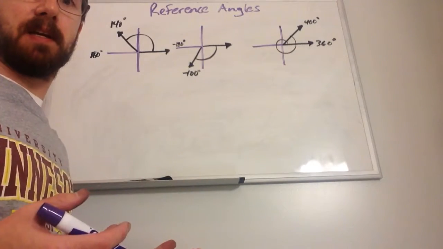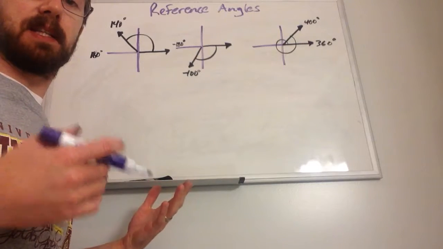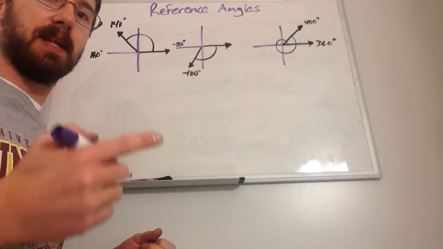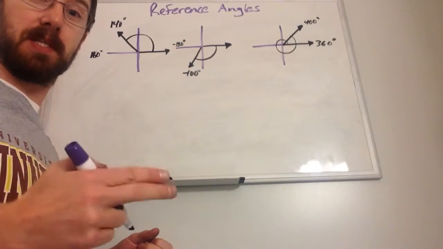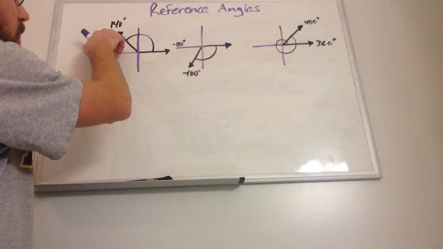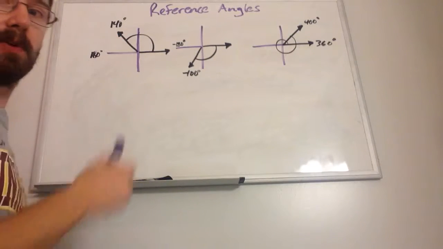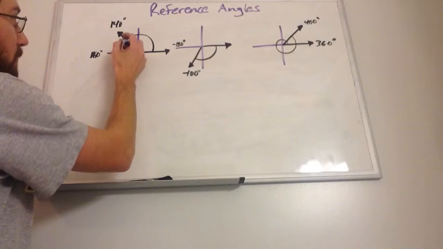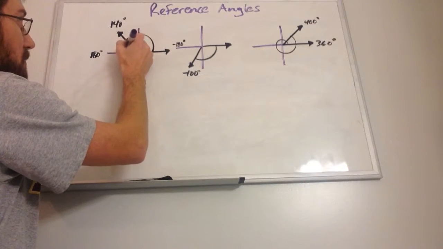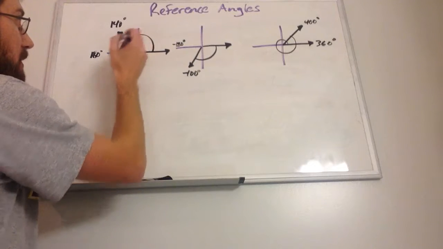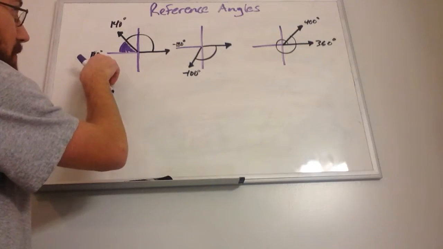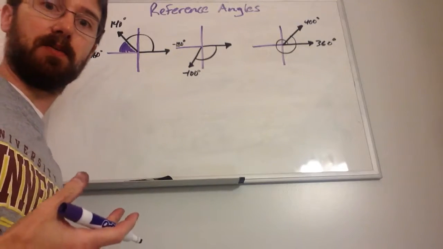A reference angle is the angle that's left between the terminal side of your angle of rotation and the x-axis, the closest angle, okay? So with our first one here, we've got a 140-degree angle of rotation. The reference angle is what is left in this space between that 140-degree angle and the x-axis. Now the x-axis happens to this time be at 180 degrees.